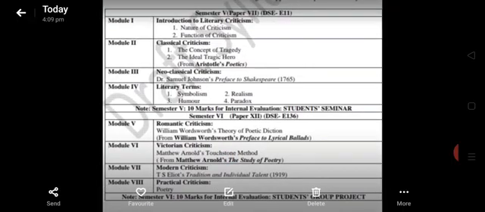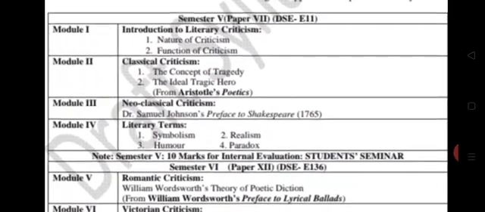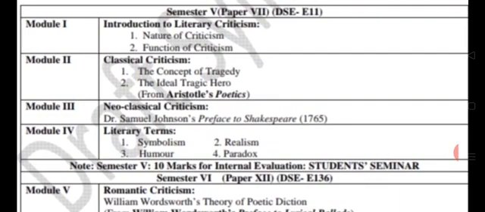See the next part. This is your syllabus. That is for semester 5th. You are going to learn module 1st, 2nd, 3rd, and 4th, four modules. You are going to learn the first part: introduction to literary criticism, nature of criticism, and function of criticism. In module 1st, you will learn what is the nature of criticism.